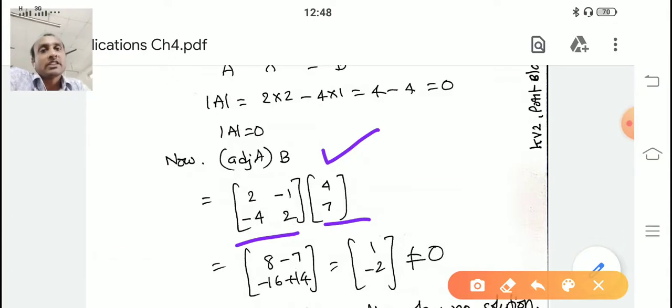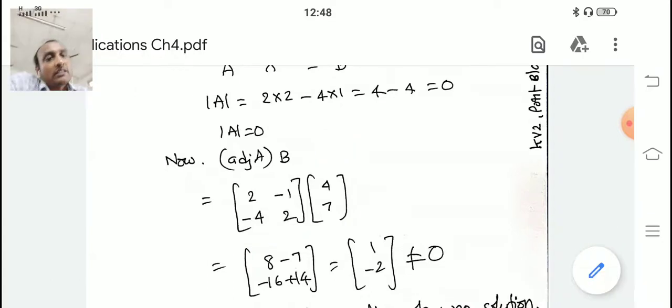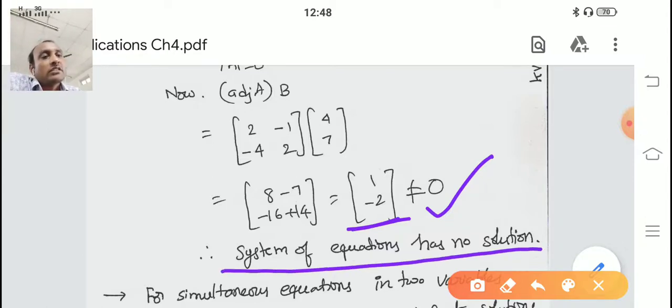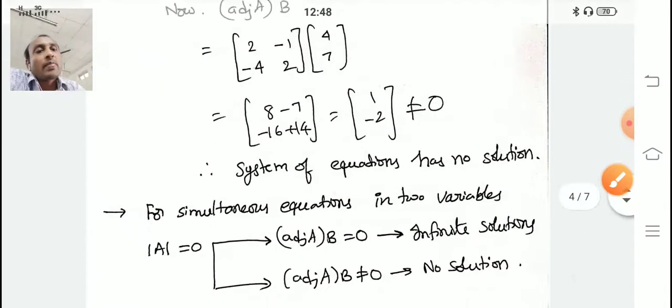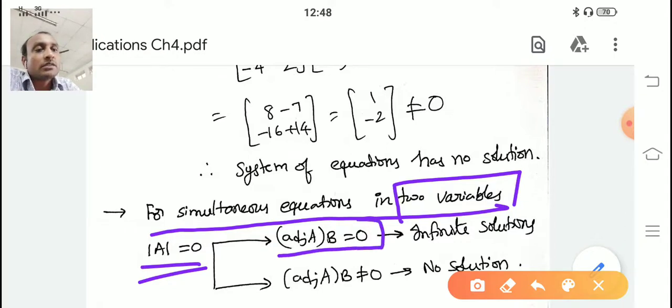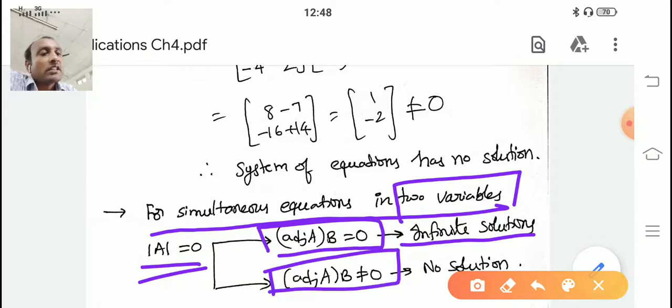Adjoint A means, for a 2 by 2 matrix, interchange the diagonal elements and change the sign of the non-diagonal elements. Then calculate, and you get some values, which means it is not equal to a null matrix. So the system of equations has no solutions. If it is a null matrix, you can say infinitely many solutions, right. For a simultaneous system of linear equations in two variables, when determinant of A is equal to 0 and adjoint A into B is equal to a null matrix, there are infinite solutions. If adjoint A into B is not equal to a null matrix, there is no solution.